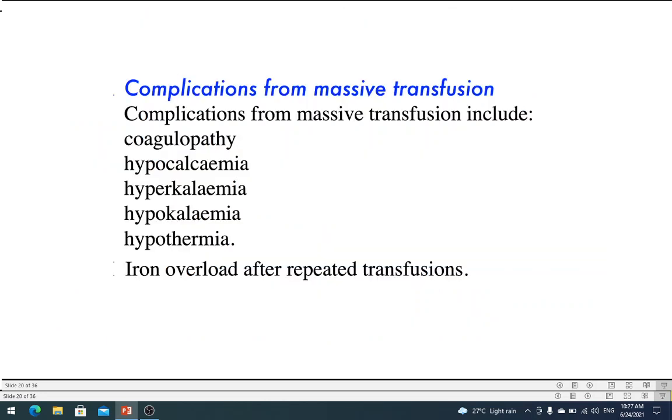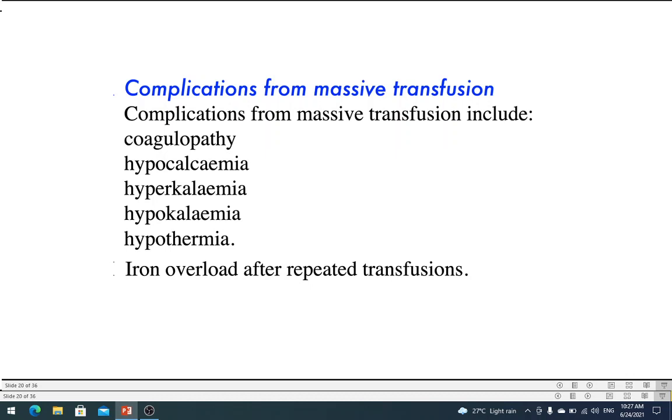Then we will go through all of these individually afterwards. Then massive transfusion. What happens in massive transfusion? One, the blood volume. So with massive transfusion, the problems that you can get are, I told you, coagulopathy, disseminated intravascular coagulation. That is, there is a breakdown in the coagulation pathway. The blood will not clot, so it continues to ooze or bleed.